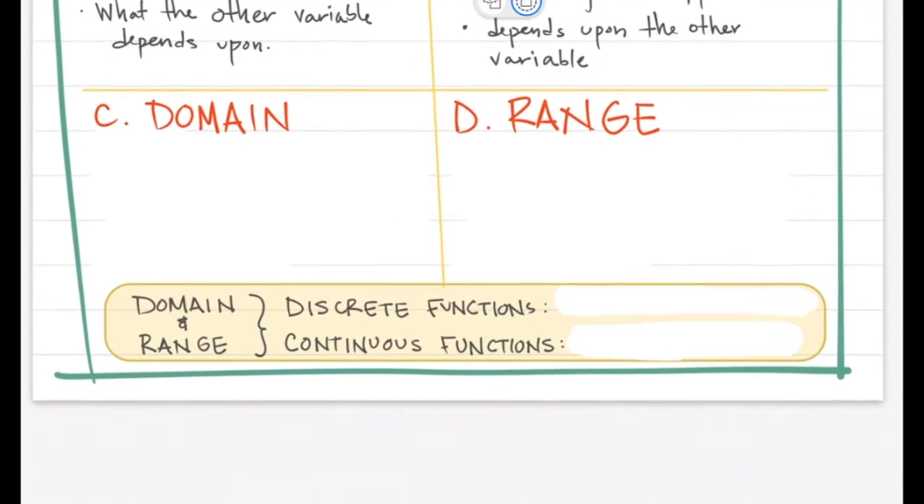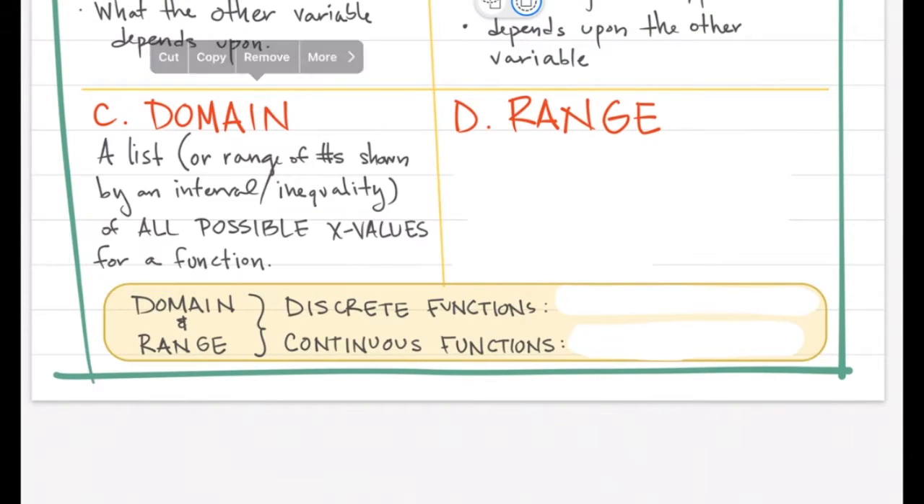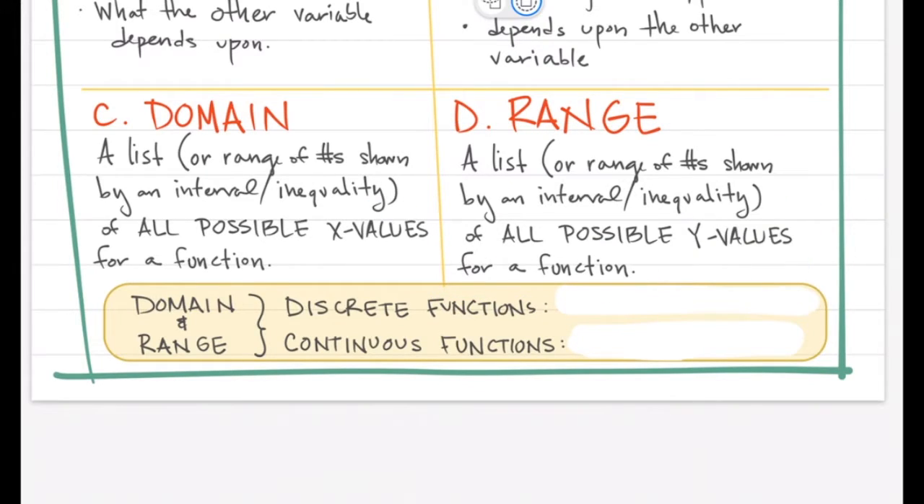So next is domain and range. The domain is the list, or sometimes it's not a list of numbers separated by commas. Sometimes it's an interval, like interval notation, or an inequality that shows that it includes all the numbers between two quantities. But the domain is the list of all possible x values for a function. And the range is the opposite. Sometimes you can write it as just numbers listed off, separated by commas, or you can use an interval or an inequality to show a range of numbers. But range is referencing all of the possible y values for a function.